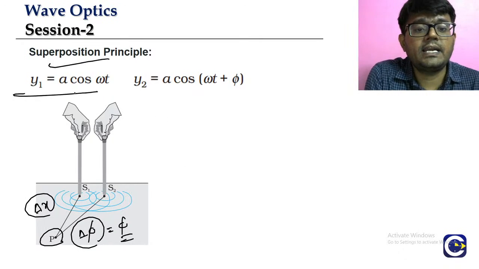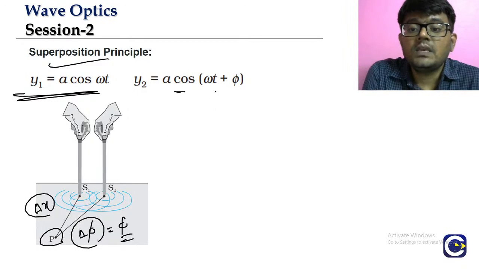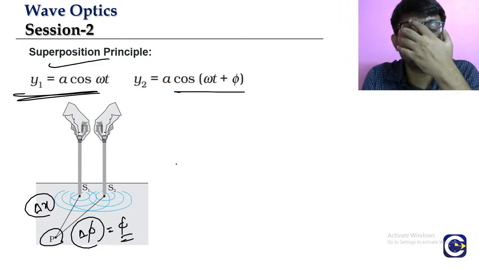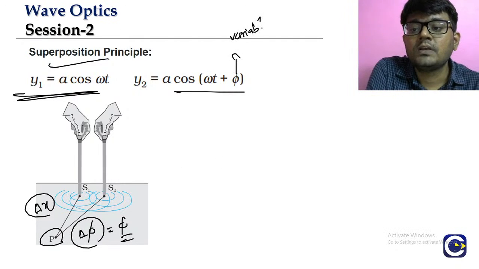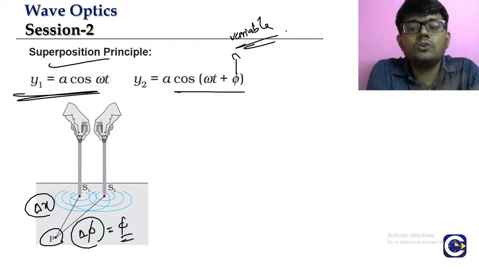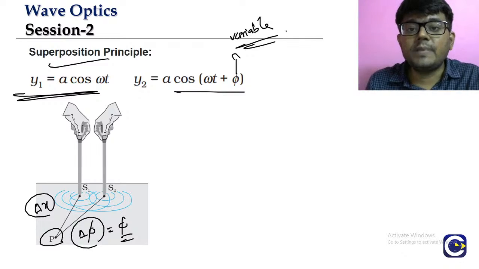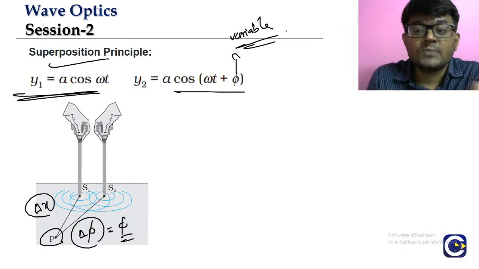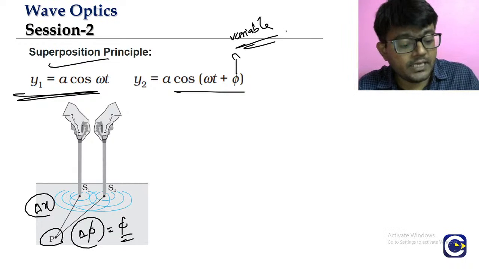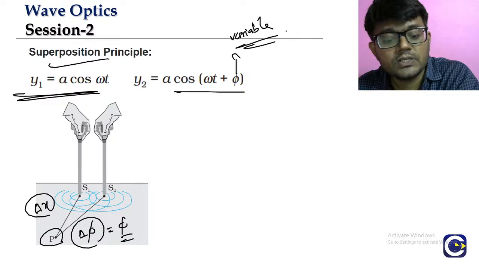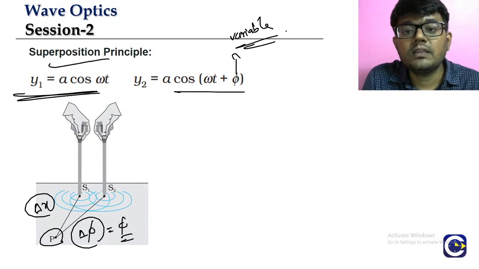At the general point, let us say the equation of the wave coming from source 1 is A cos omega t, and the equation of the wave coming from source 2 is A cos omega t plus phi. This is a variable value. If you keep changing phi, you will be able to cover all the points in space, including the constructive and destructive places. You put phi equal to an even multiple of pi, that covers all your constructive points. You put phi equal to an odd multiple of pi, that covers all your destructive places.